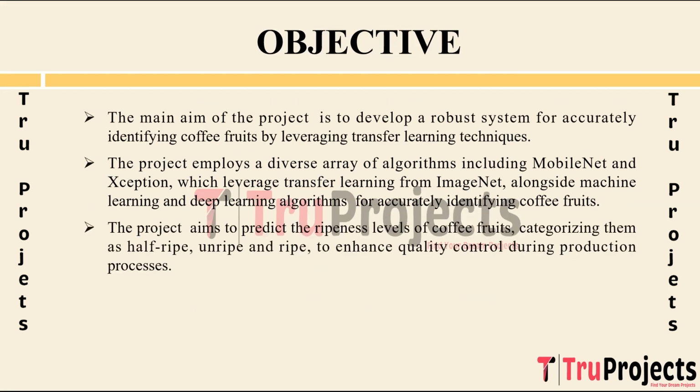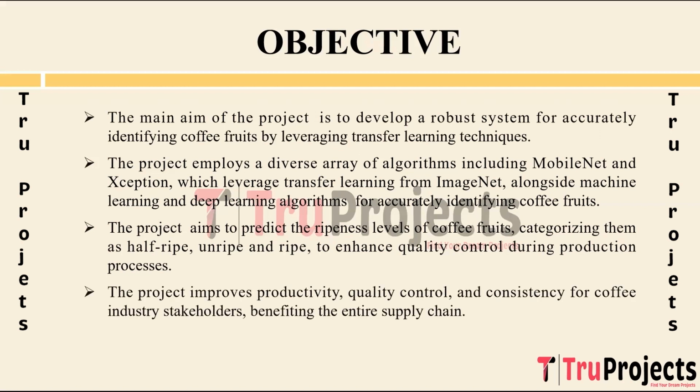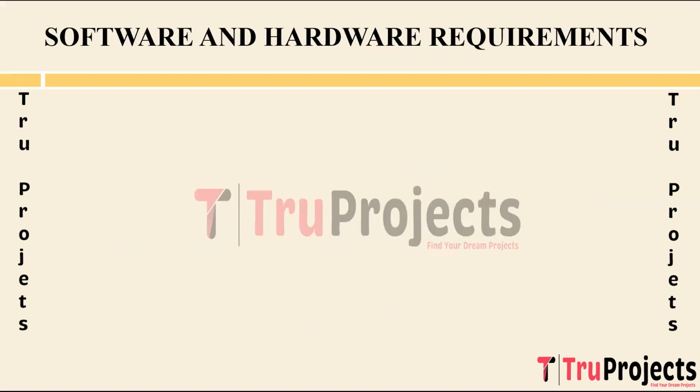With a focus on predicting the ripeness levels of coffee fruits, categorizing them as half ripe, unripe, and ripe, the project aims to enhance quality control during production, ensuring consistent and reliable sorting processes. By improving productivity, quality control, and consistency throughout the coffee industry, the project's outcomes benefit stakeholders across the supply chain, encompassing farmers, producers, processors, and ultimately consumers, fostering positive impacts throughout the industry.